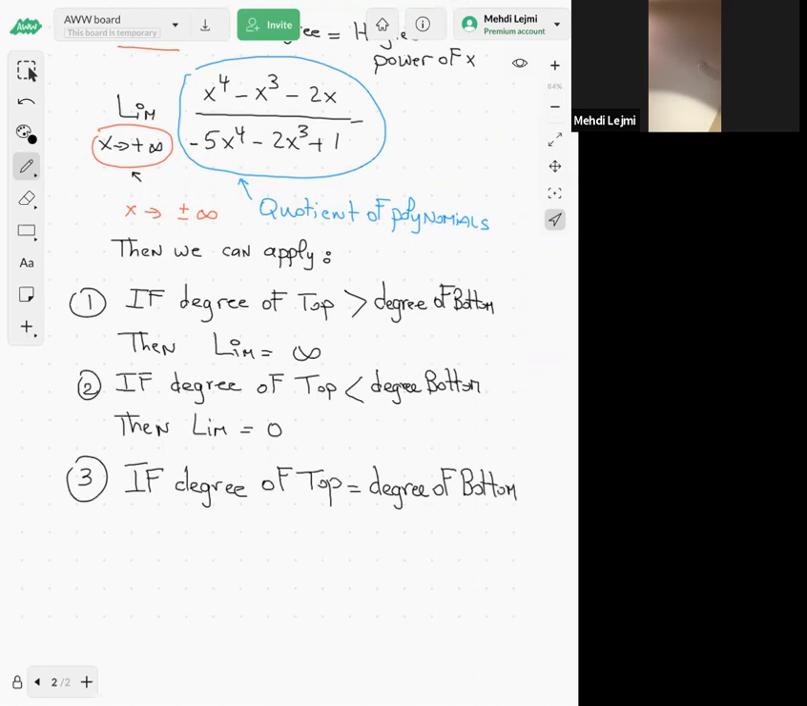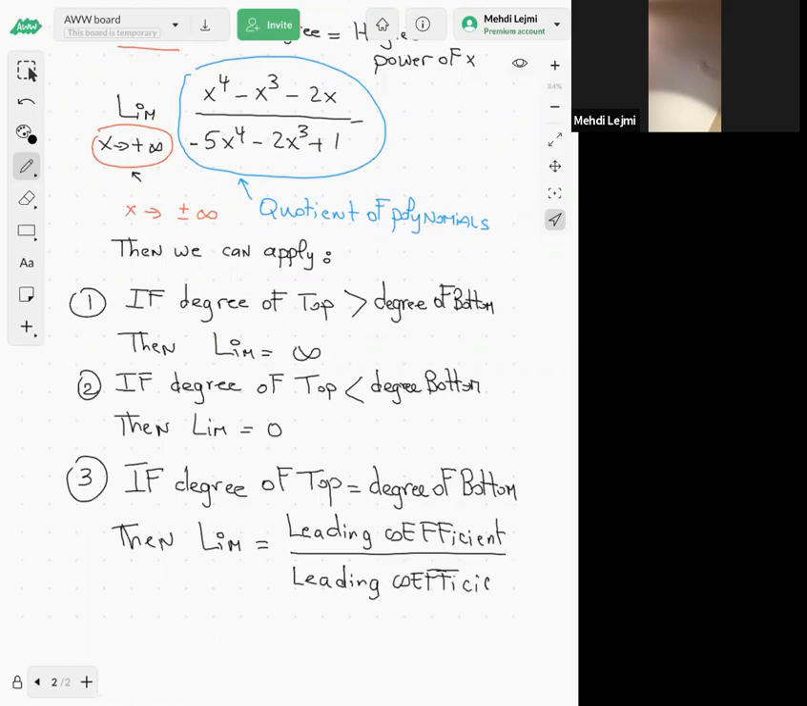okay, then the limit would be equal to the ratio of the leading coefficient. So the leading coefficient in the top. So what do I mean by the leading coefficient? That's the coefficient of the highest power of x over the leading coefficient in the bottom.